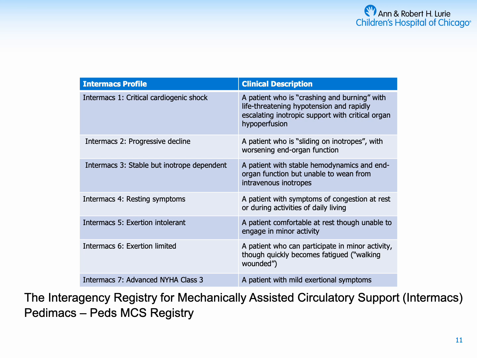A patient with INTERMACS or PEDIMACS profile 1 is somebody who is in critical cardiogenic shock, so a patient who is quote-unquote crashing and burning. A patient who is INTERMACS 2 is in progressive decline and is sliding on inotropes with worsening end organ function. A patient who's INTERMACS 3 is stable but requires inotropes, and a patient who's INTERMACS 4 has symptoms of heart failure at rest, but is typically just on oral medications.